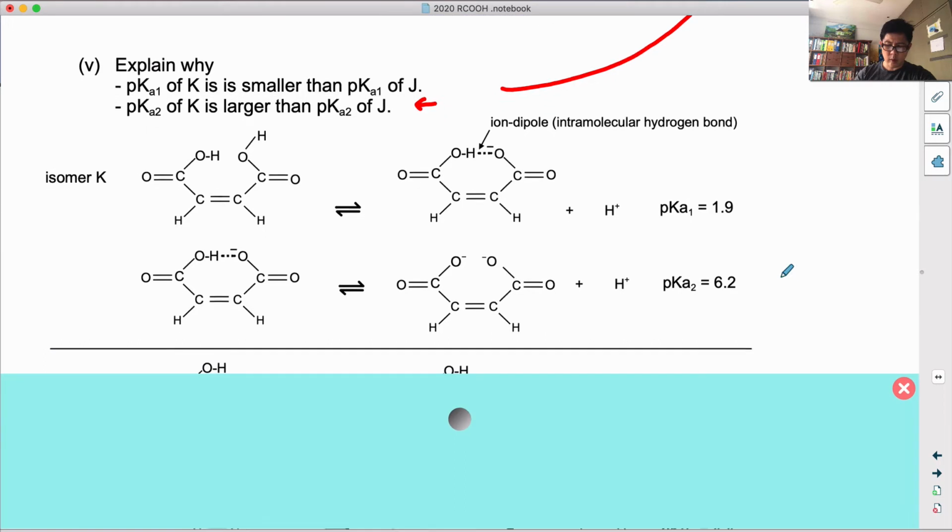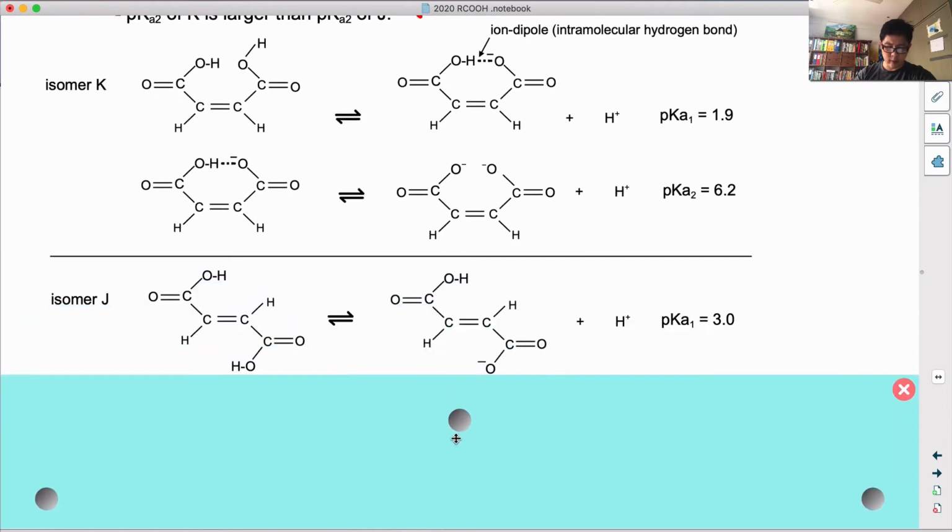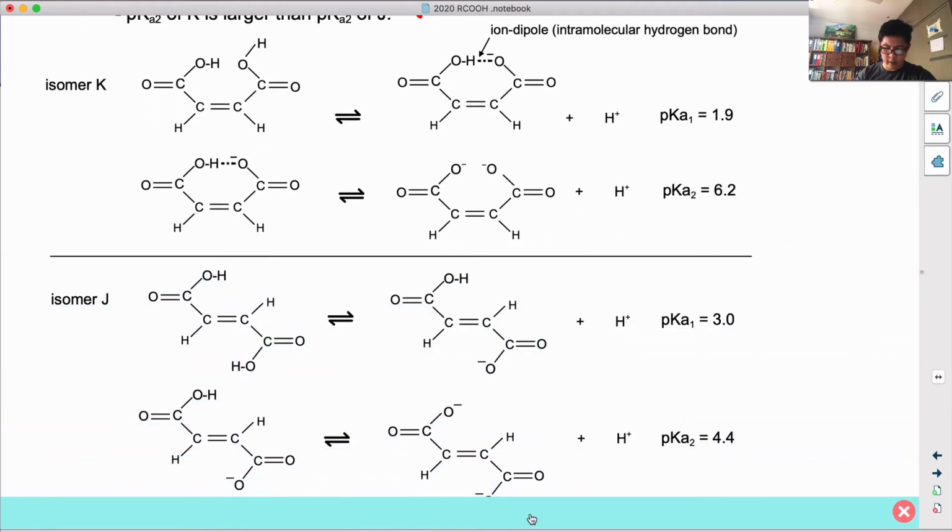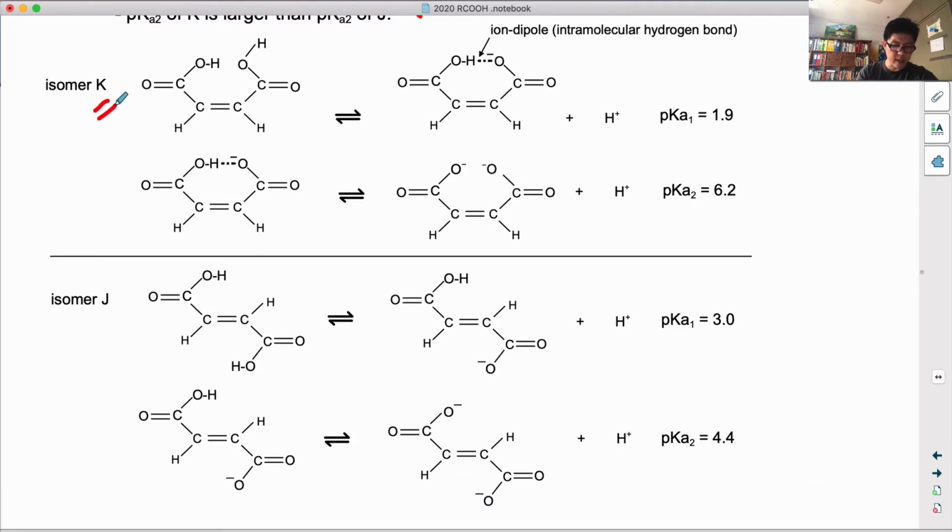I'm going to look at only these two. I've drawn the Ka1 and Ka2 for isomer K and isomer J. K loses one H plus, and then this one, copied down, loses another H plus. This is your Ka2. Over here, same thing for J. J loses one H plus, this is Ka1. Copy down here, and it loses another H plus from here, and this is Ka2.